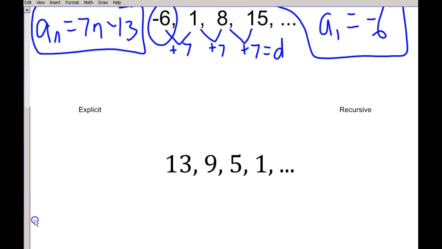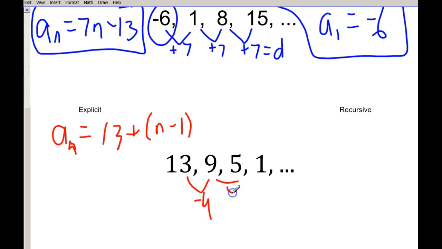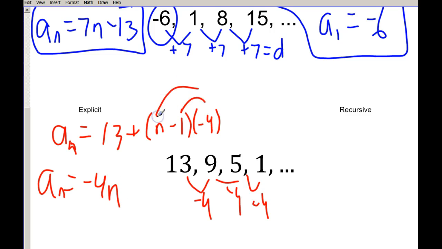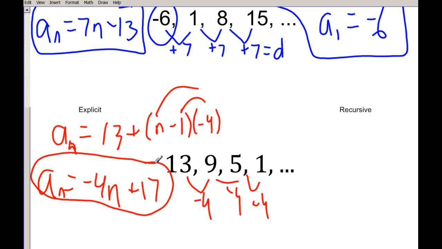Let's look at another one. Given this, can you write the formulas? If you remember the two formulas, I'm just going to plug in. a sub n equals the first term, a sub 1, which is 13, plus n minus 1, times d. The common difference here seems to be negative 4, negative 4, negative 4, so I'm multiplying by negative 4. I'll simplify that expression. a sub n equals negative 4n, and when I distribute there, I get positive 4 plus 13, which is plus 17. So I've got my explicit formula.